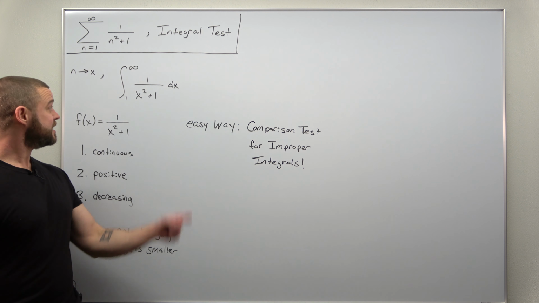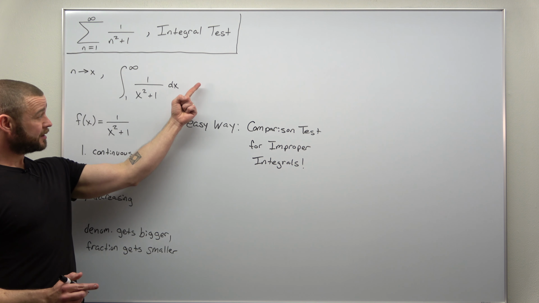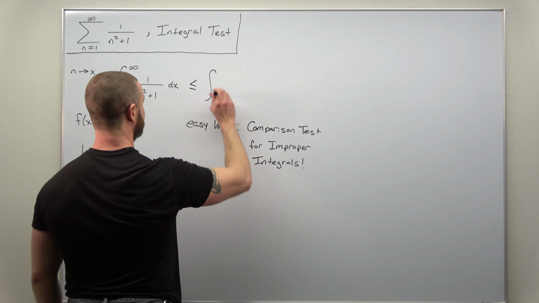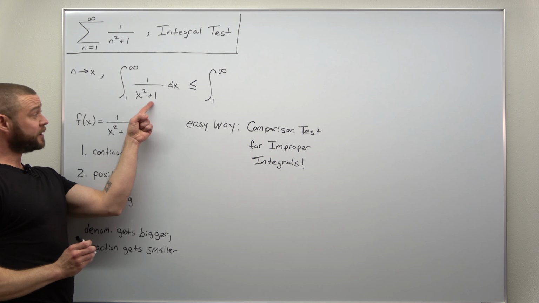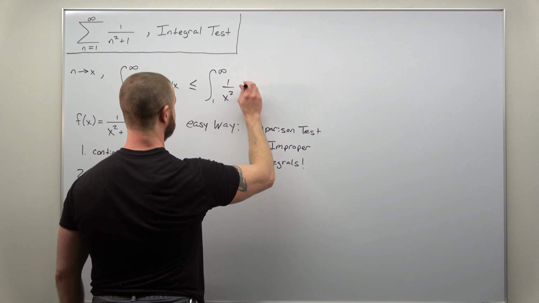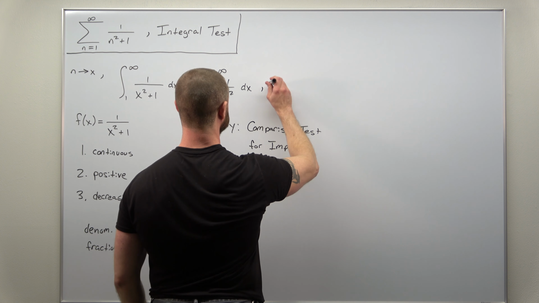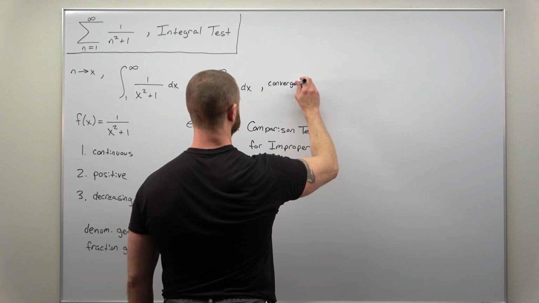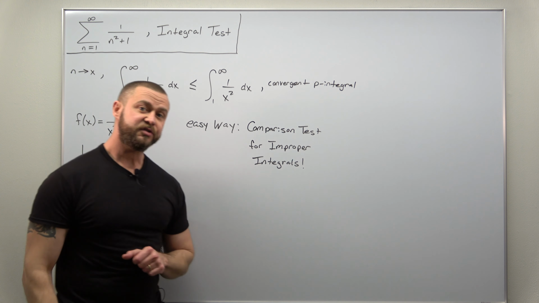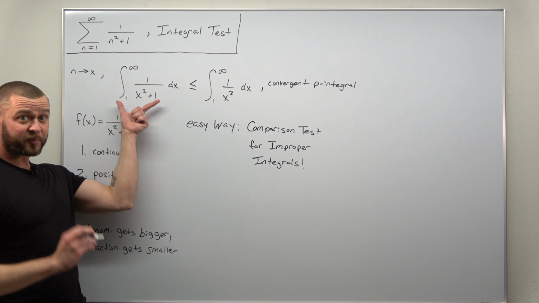And here, this will be very easy. This looks like a convergent p-integral. We can make a bigger function by making the denominator smaller. So this is going to be less than the improper integral from 1 to infinity. We're going to make the denominator smaller by getting rid of the plus 1. So we get now 1 over x squared. And that is a convergent p-integral, since the value for p is 2, which is greater than 1. So what we conclude is this improper integral is convergent.